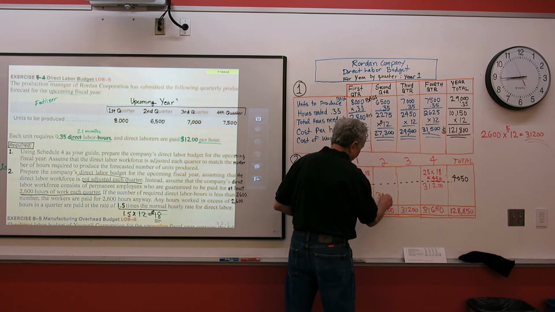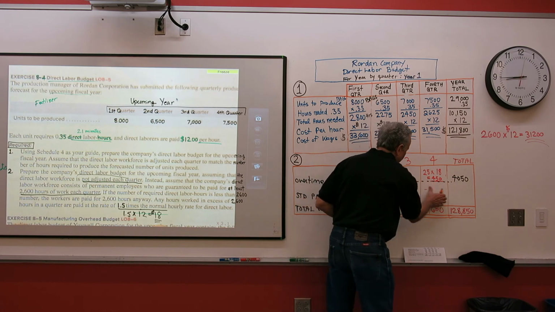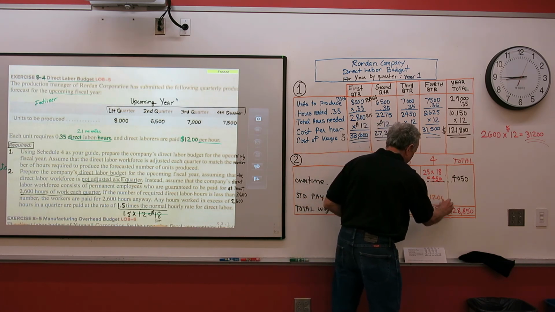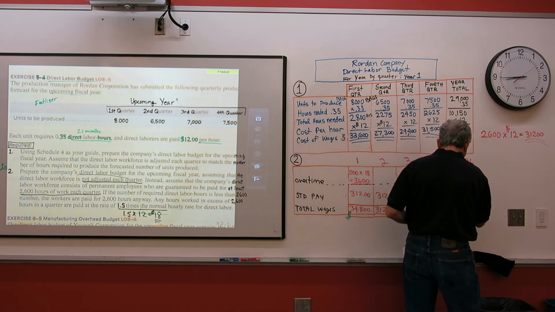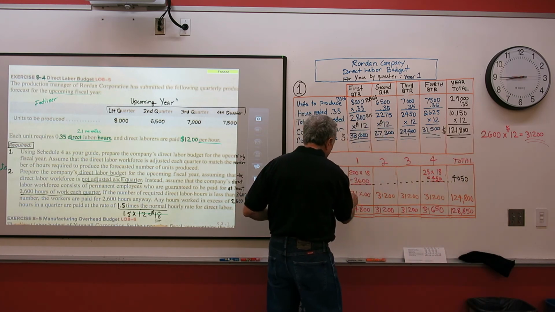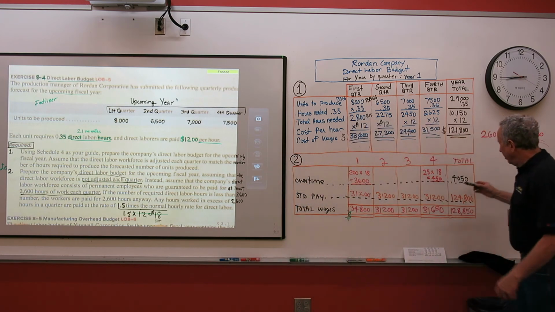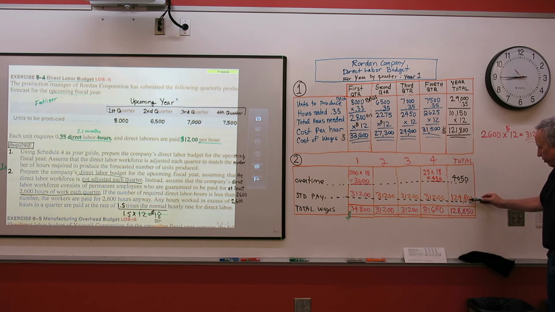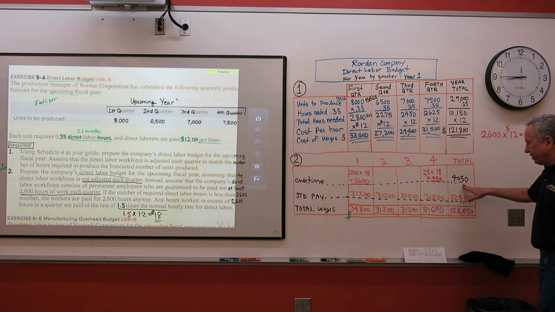Your standard pay, we could write that down again like this. The standard pay is 31.2 every month. 31.2 every month. 31.2 every month. And then that'll be 124,800. So this way, you could tell people, here's my overtime that I'm going to pay. Here's my standard wages. I hope that adds up to 128,850. It does. That'd be how I do the secondary budget, just showing overtime and showing standard pay. But that's really a labor budget.